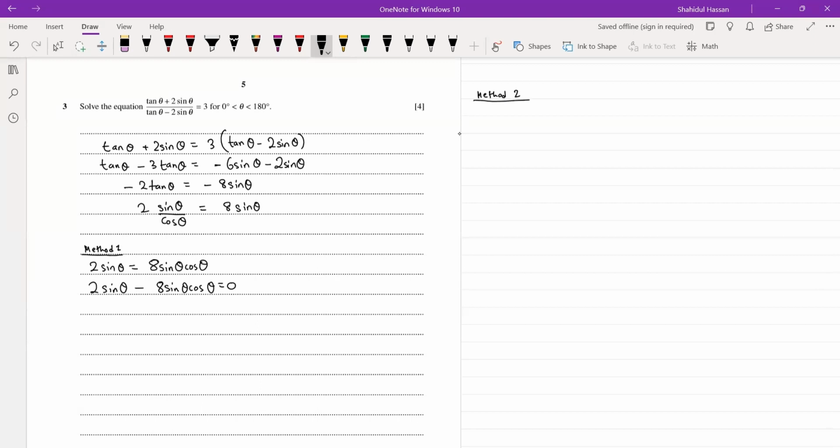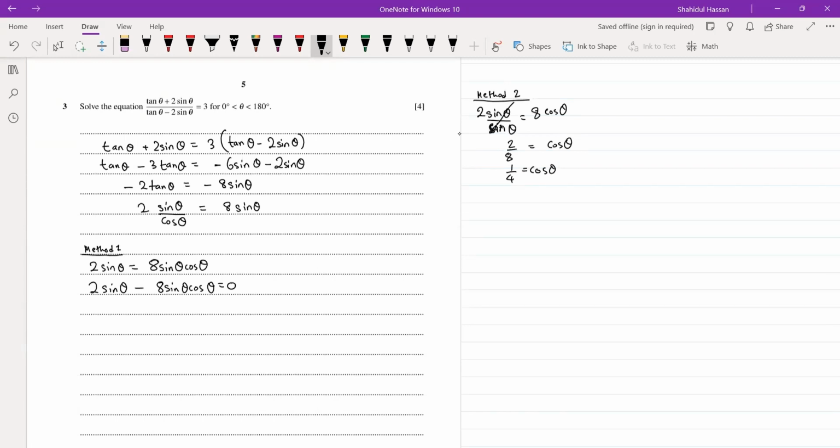This is method 1. Method 2 তে তুমি দেখো কি করছি. Method 2 তে 2 sin theta এটার নিচে নিয়ে আসবো আমি sin theta, আর এই যে এইখানে নিয়ে আসবো আমি cos theta. So sin theta আর cos theta কে আমি পজিশন চেঞ্জ করিয়েছি. তারপর sin theta cancel out. So I have cos theta equals to 2 by 8. So I have cos theta is equal to 1 by 4. এটা হচ্ছে method 2. কাটাকাটি করলাম.